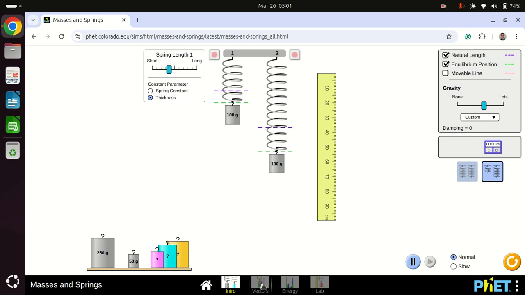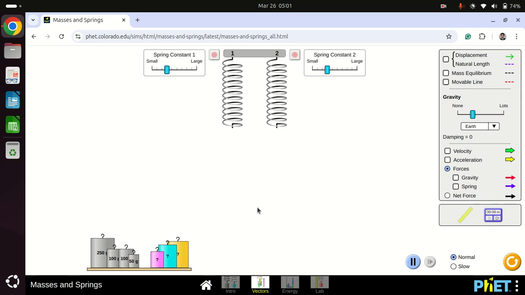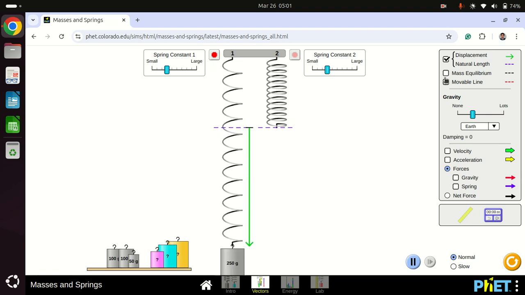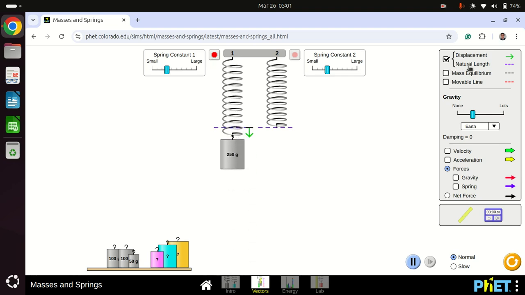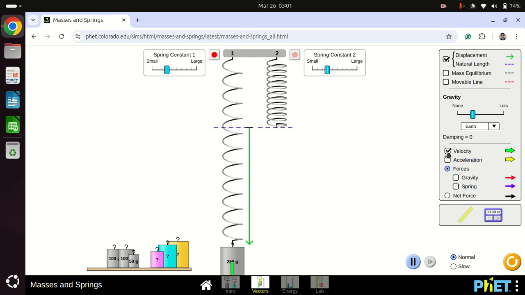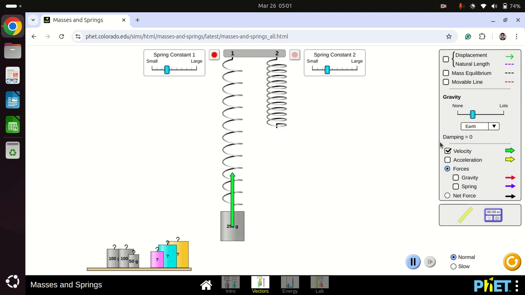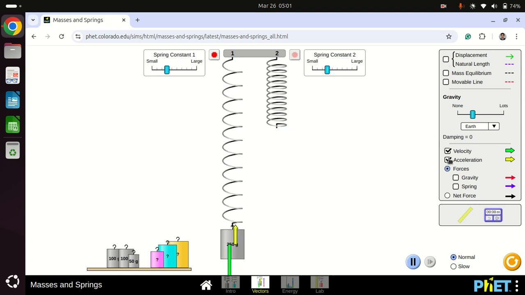Now there are some vectors. Okay, here what we can see is, oh, what happened? Yeah, so you can see here the displacement. Okay, and if we see velocity, it is showing the direction. So acceleration also we can see.